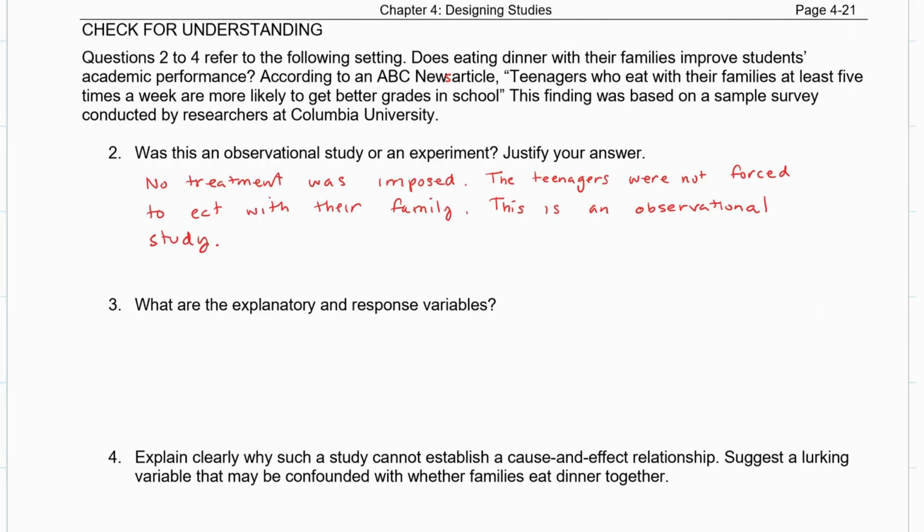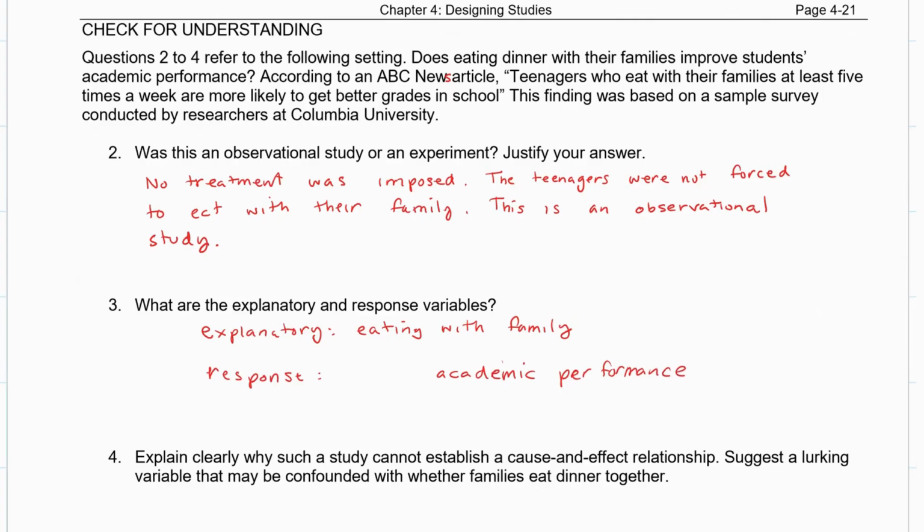What were the explanatory and response variables? Well, they were believing that the explanatory variable was eating with families. And what was the response that they were thinking they were measuring? That is better academic performance. Or I should just say academic performance, because if they didn't eat with the families, I think they measured worse academic performance. All right.